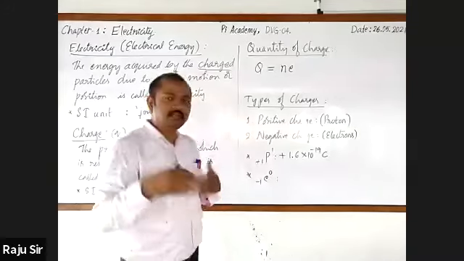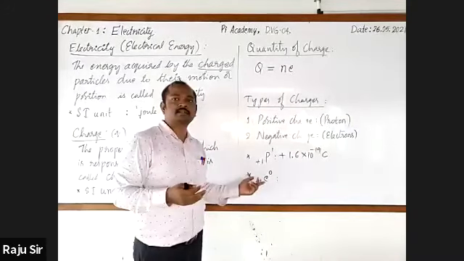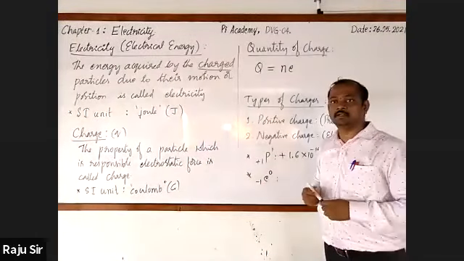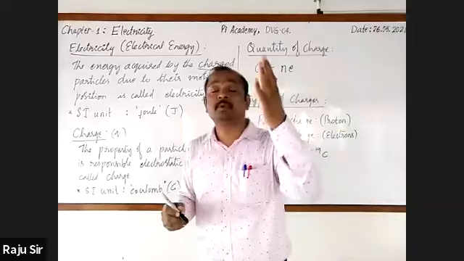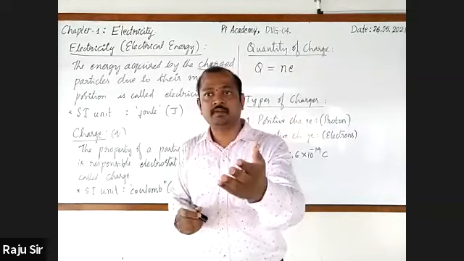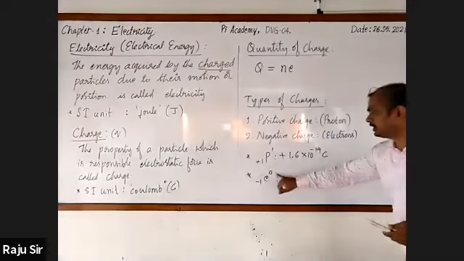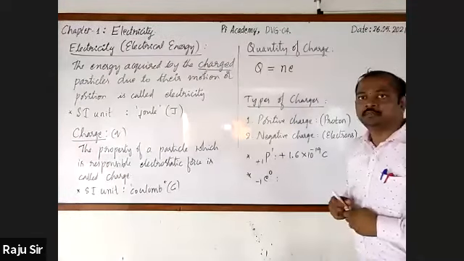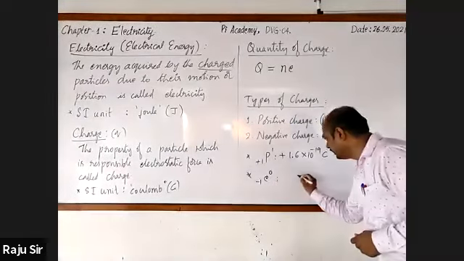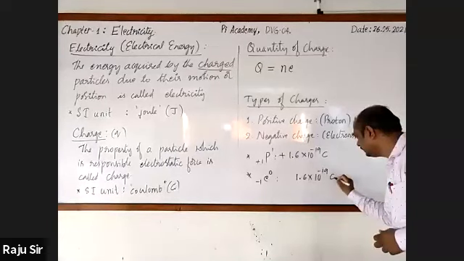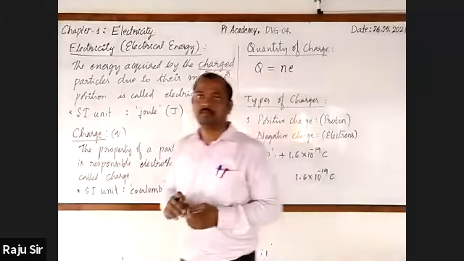In that way, you can understand the mass of an electron is too small, hence its mass is to be neglected. It is 9.1 into 10 raised to the power minus 31 kg, which you have got in your previous class as well. So it is to be neglected and we write it as zero. Then the charge of an electron is also 1.6 into 10 raised to the power minus 19 coulomb.